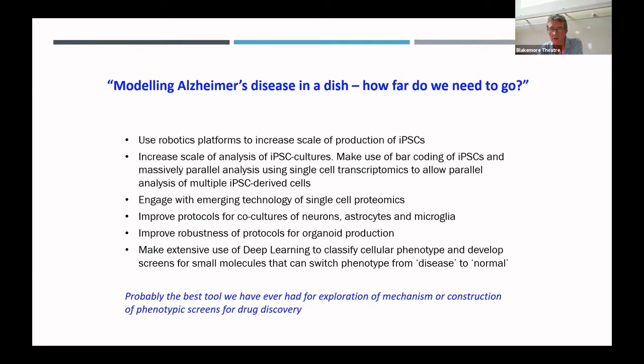And Sally has led on this, and no doubt, again, we'll be talking about this later. We must have these co-cultures. Just to reiterate what I said before, even if the final endpoint is the degeneration of the neuron, if it is the endocytic response or the immune response of the microglia, the astrocytes necessary, they have to be there. And we have to be able to distinguish between them.